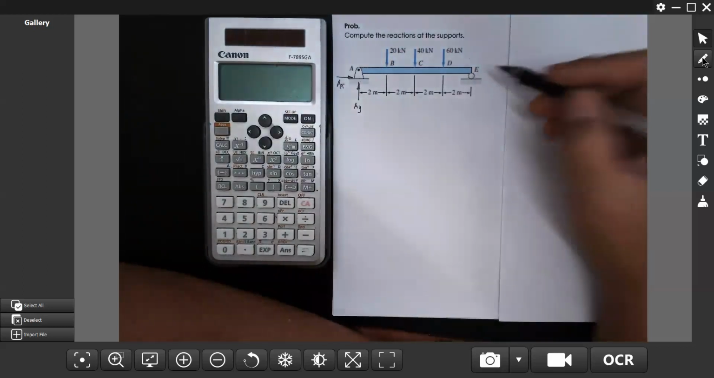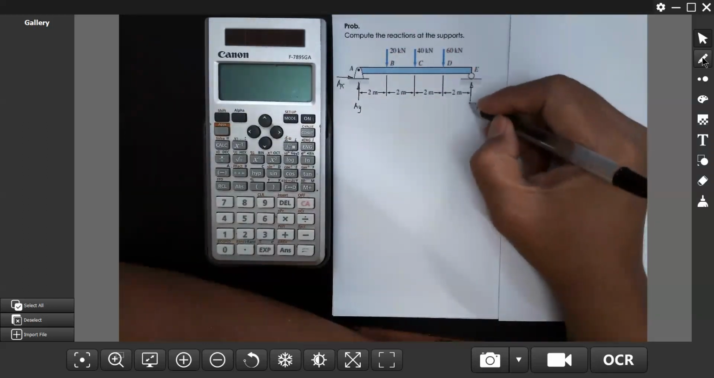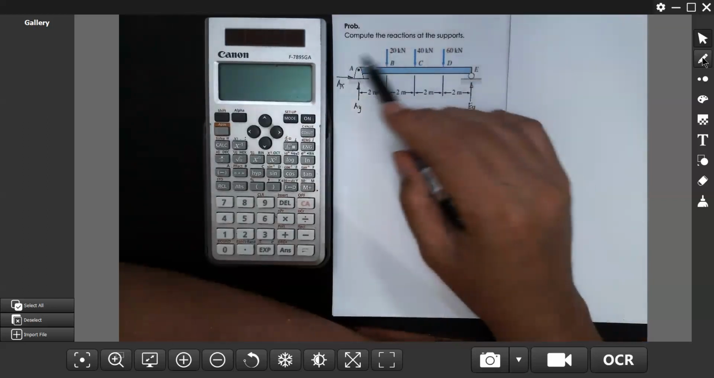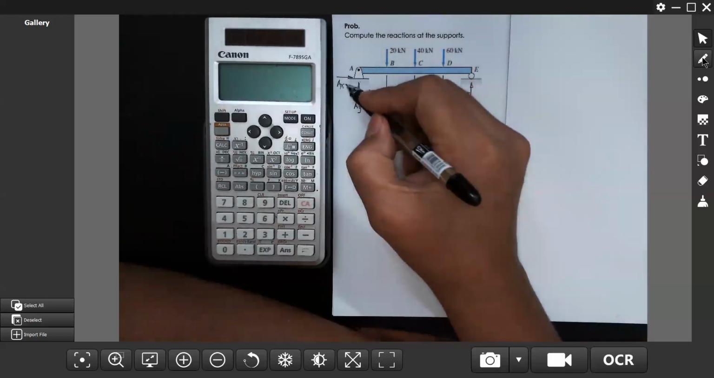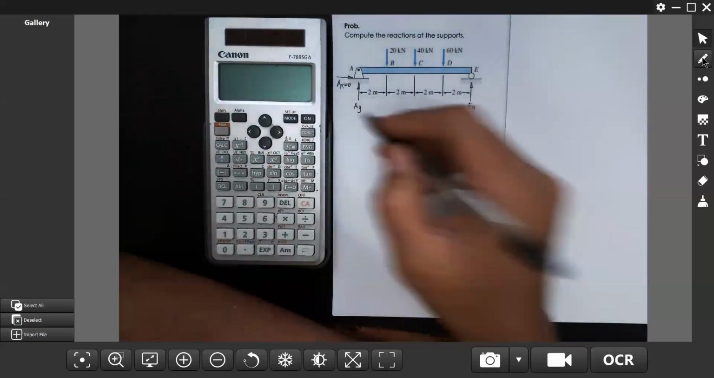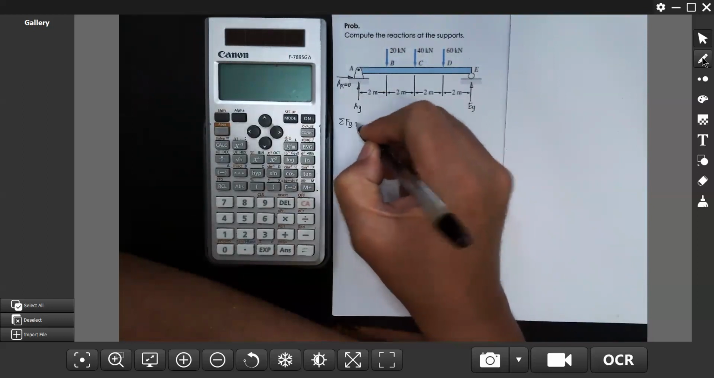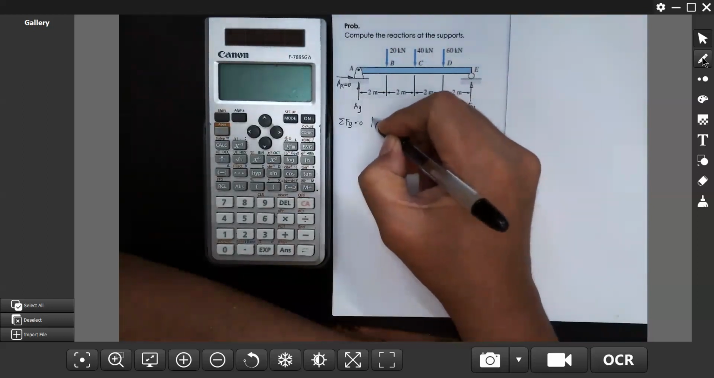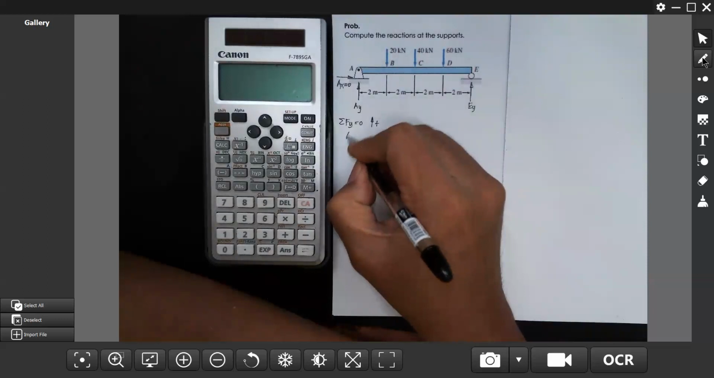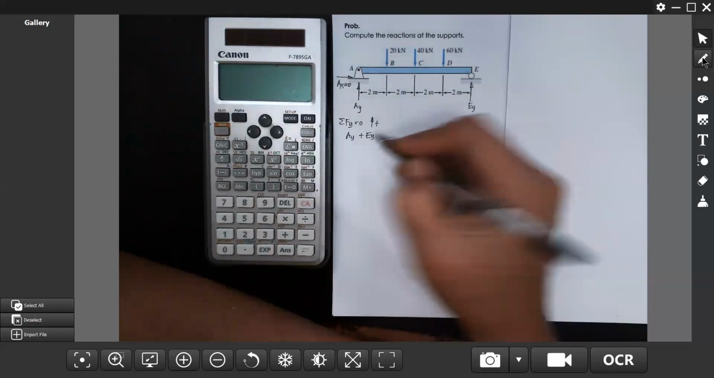While at E, this is a roller support. So we only have one reaction component, which is vertical, EY. But by inspection, since there are no other horizontal forces, therefore AX is equal to 0. Okay. So next, we sum up forces along the vertical or Y. And the sign convention is upward forces are positive. So we have A sub Y plus E sub Y.